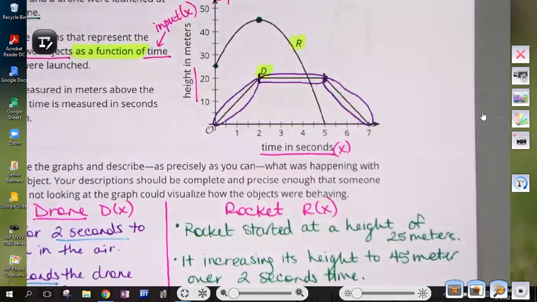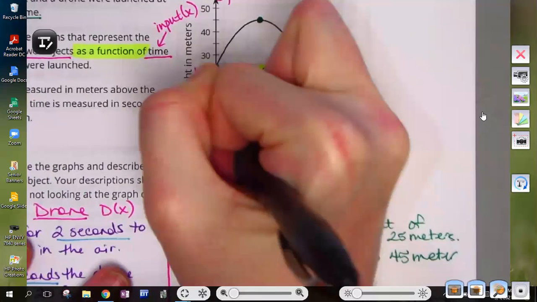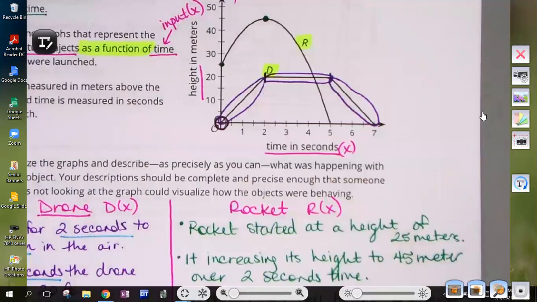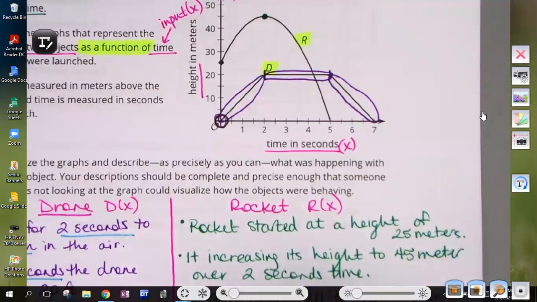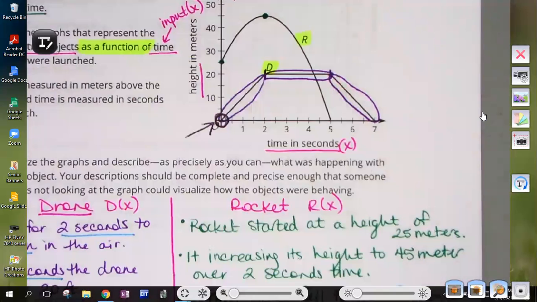Let's start with the drone though. What are some important features of it? They are all straight lines, but what are specific points within that function where we know what the drone is doing? For example, right here. What does that point tell me? What can I visualize at that exact point? It's on the ground, okay? So that's the starting point of the drone. The drone is on the ground, okay?